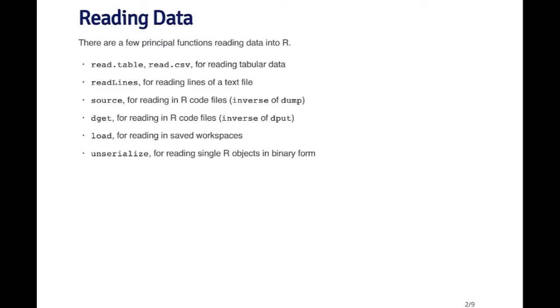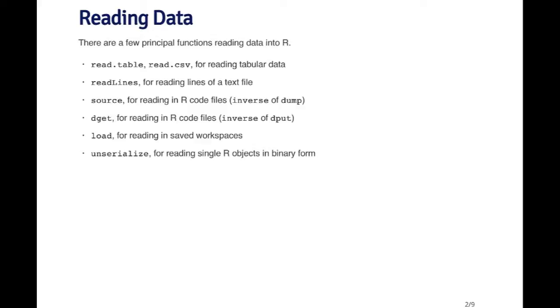The first two are read.table and read.csv. These are for reading tabular data, and they're probably two of the most commonly used functions for reading data into R. These functions read text files that contain data stored in a rows and columns format and return a data frame in R. The function readLines is for reading lines of a text file, and it can read any type of file. It just gives you the text as a character vector in R.